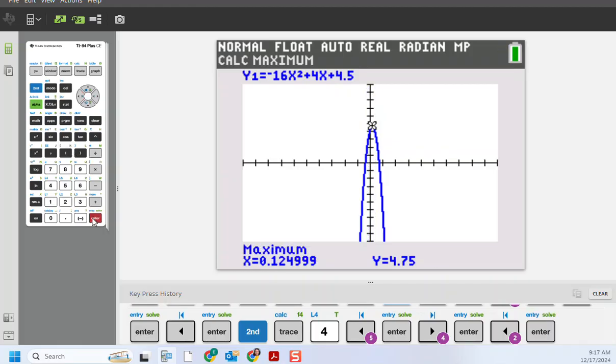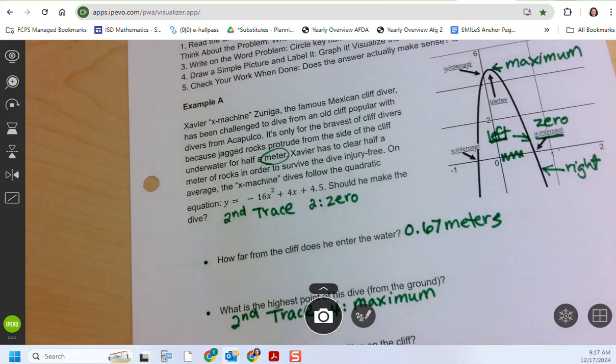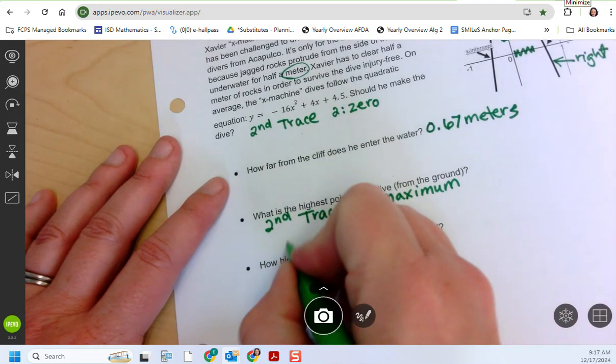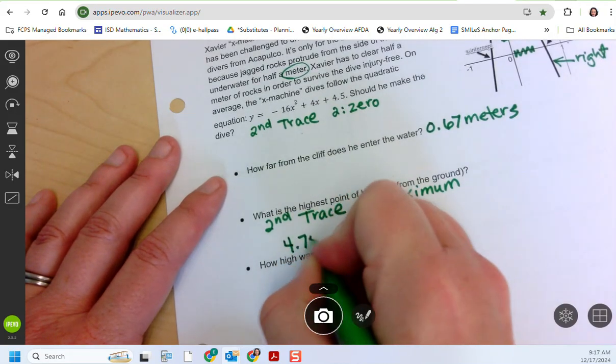All right, so I have 2 numbers. I have 0.125, and I have 4.75. Which of those do you think is how high he went? What was the highest point of his dive, the X or the Y? The Y. Good. The X is the time. So after 0.125 seconds, he reached that height of 4.75. So our answer was 4.75 meters.